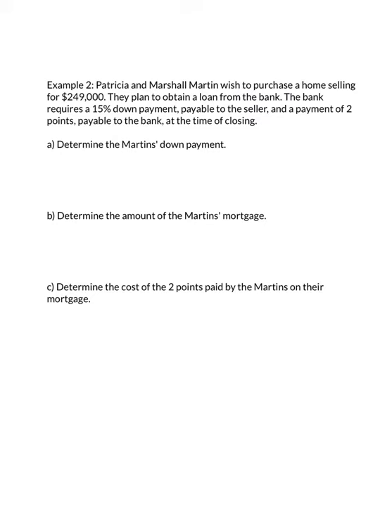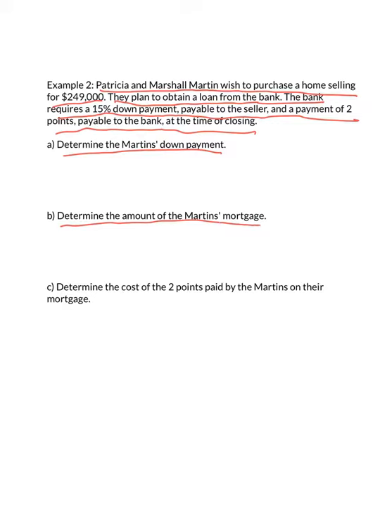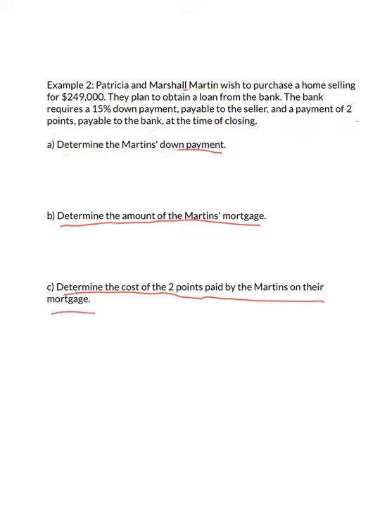Example 2 says, Patricia and Marshall Martin wish to purchase a home selling for $249,000. They plan to obtain a loan from the bank. The bank requires a 15% down payment payable to the seller and a payment of 2 points payable to the bank at the time of closing. Part A, determine the Martins' down payment. Part B, determine the amount of the Martins' mortgage. And C, determine the cost of the 2 points paid by the Martins on their mortgage. So you might notice in some of these questions that we do get some extra information here or there.